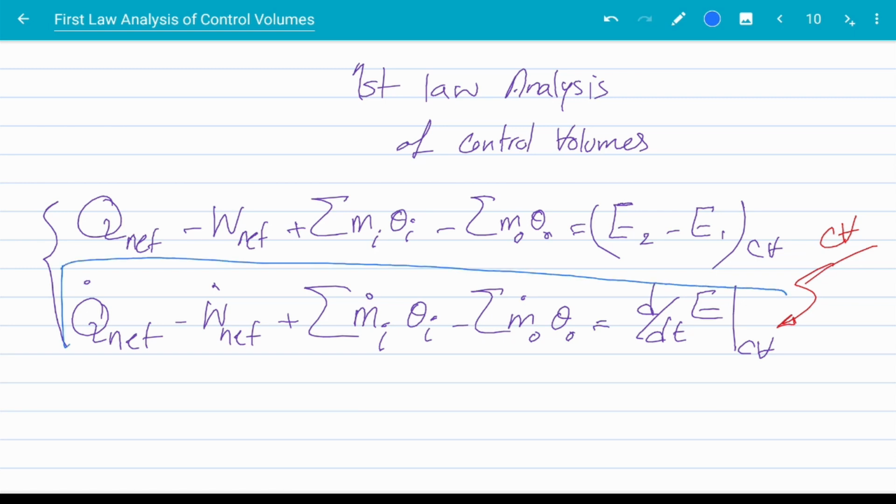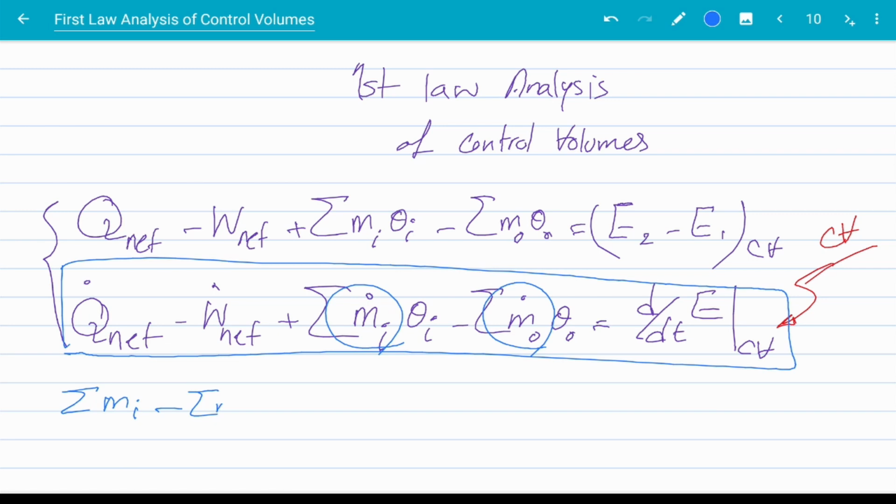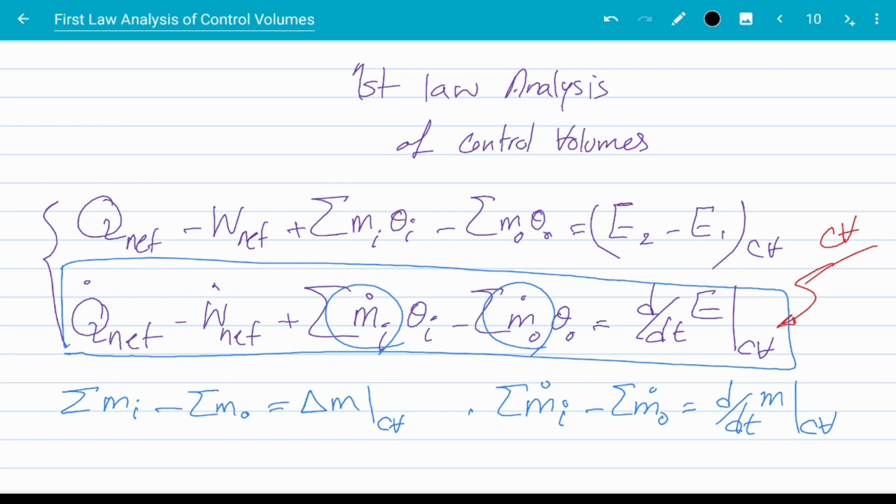Now the first law equation all by itself usually is not enough. We need an additional equation to address the issue of the mass flow rates. That's where the conservation of mass comes in. All masses coming in minus all masses going out is equal to the change of mass of our control volume. And in the rate form, all the mass flows coming in minus all the mass flows going out is equal to the rate of change of mass of our control volume with respect to time. We need to couple these equations together in order to solve nearly all of the problems involving control volumes. So basically, rate forms together, non-rate forms together.